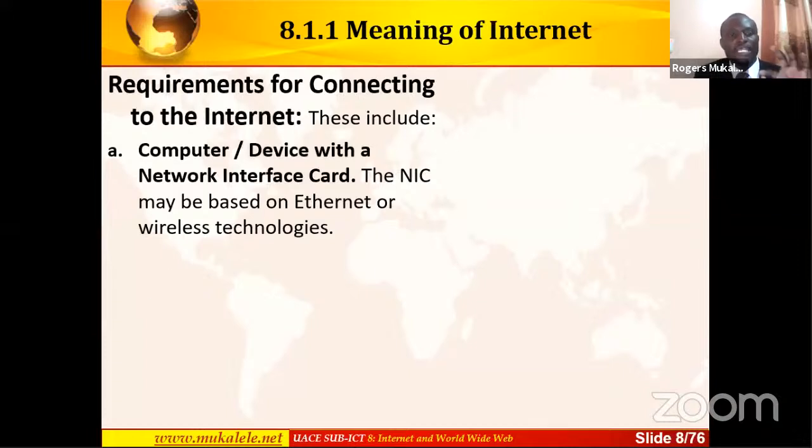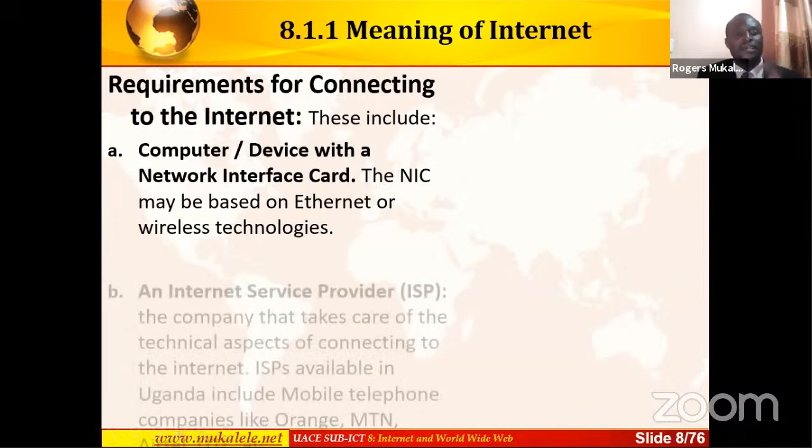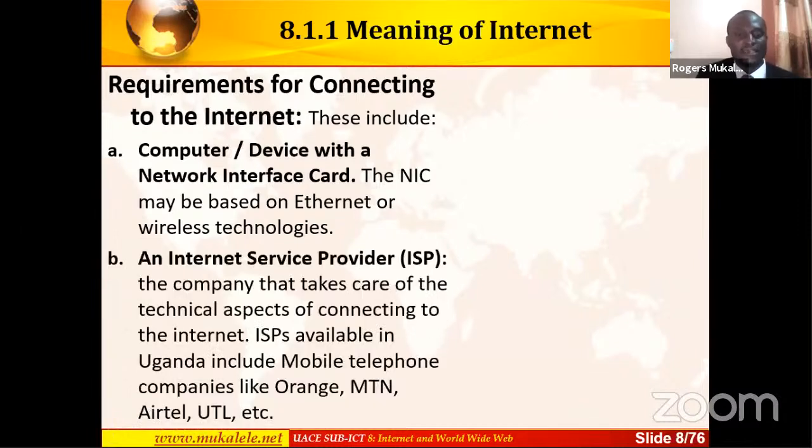Now, we have what we call the network interface card. It is the device which enables connectivity to the internet. So if you have a phone which accesses Wi-Fi, it means it has a wireless receiver, which is the NIC. Then you will need an internet service provider. In this case, I'll put in an MTN line. So this ISP is the company which is going to provide you with the internet.